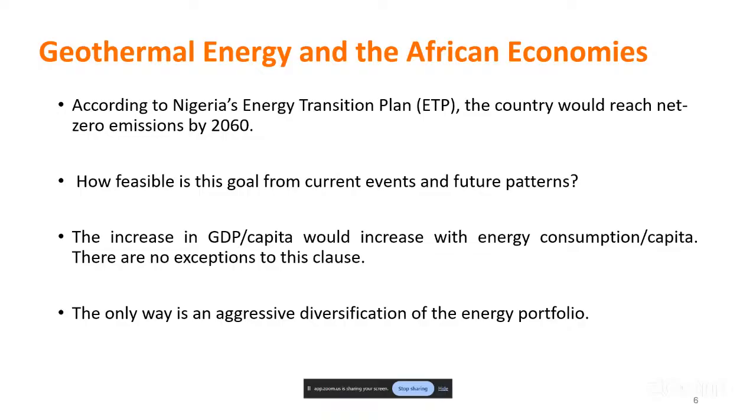According to the Nigeria Energy Transition Plan, by 2060, the country should reach net zero carbon emission. So is this feasible? And how is it going to be feasible? It's going to require a lot of contributions from the entities I just mentioned: government, private entities, research institutions, and even the people themselves. We can see that this is important because the increase in energy portfolio and the increase in energy consumption by a nation is directly proportional to its wealth.